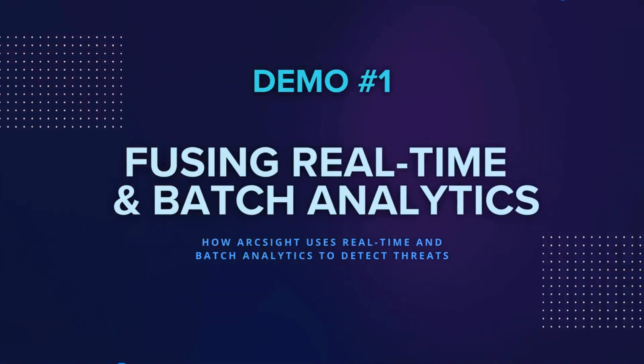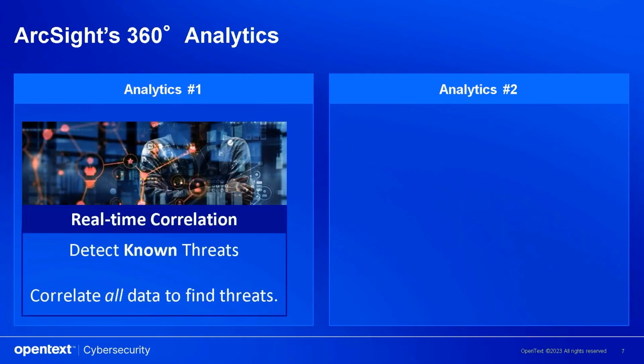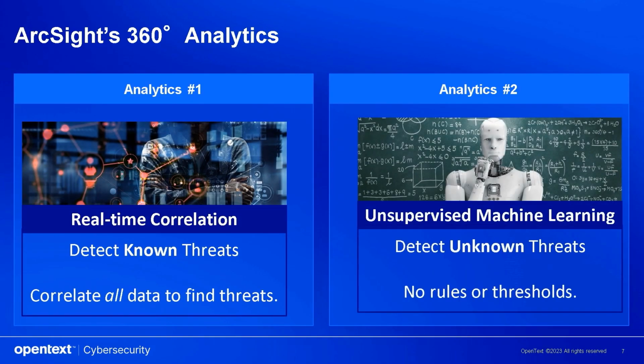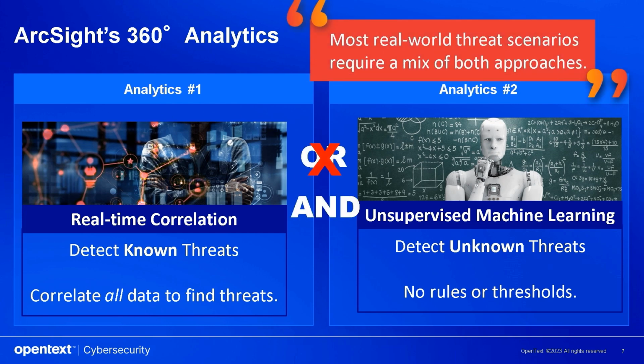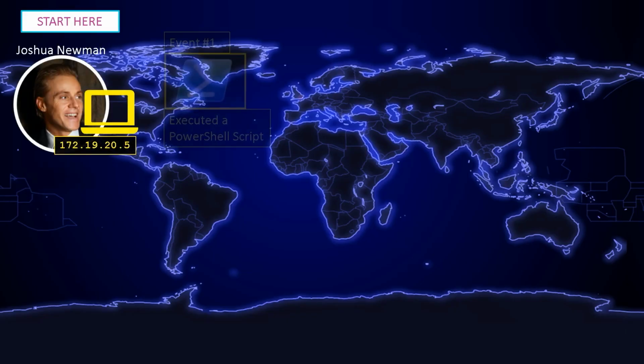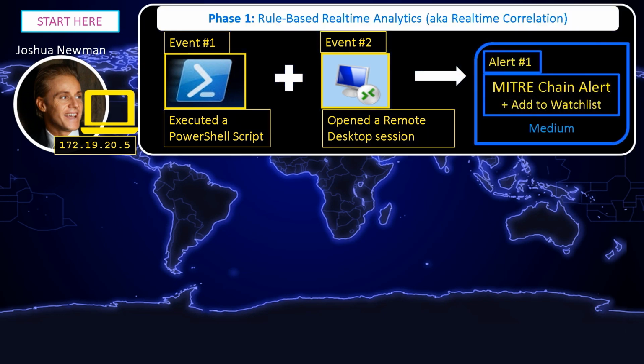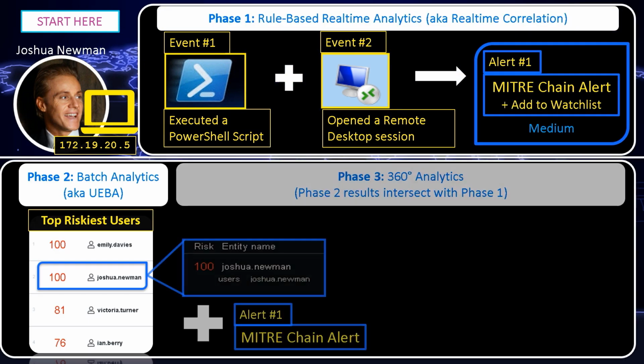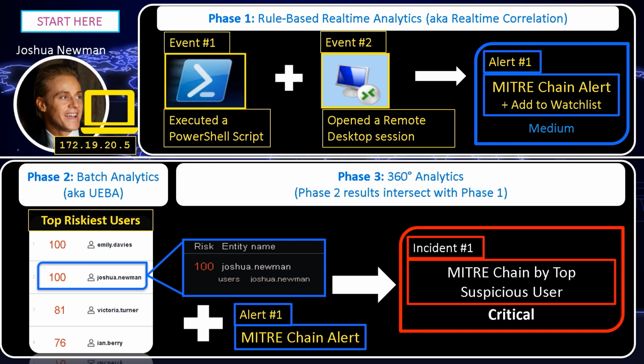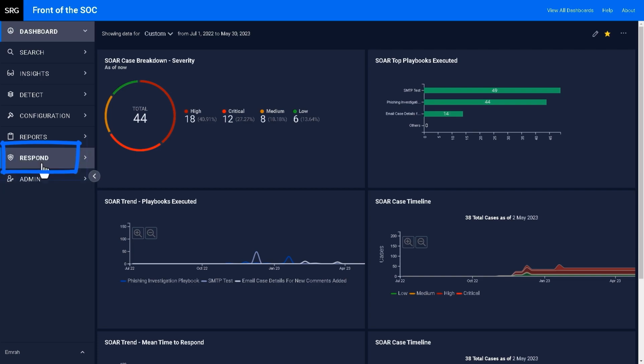In our first scenario, we'll cover ArcSight's 360-degree analytics feature, merging real-time analytics with our UEBA batch analytics solution, ArcSight Intelligence. We'll demonstrate this with a simple but powerful example. The insider threat Joshua Newman triggers a real-time alert. This, combined with the fact that Joshua Newman was a top 5 risky user, gets escalated to a high-priority incident, moving to the top of our SOC analyst's queue.